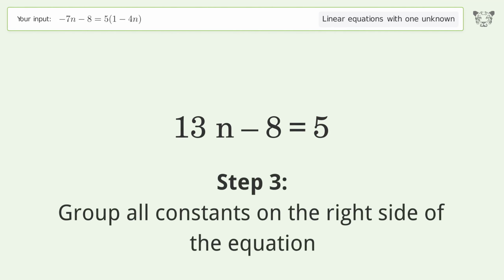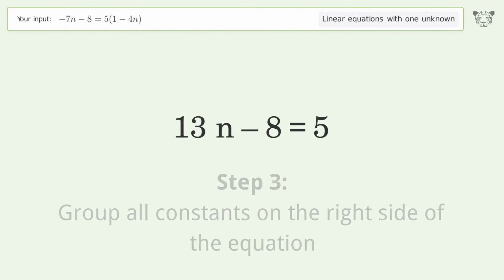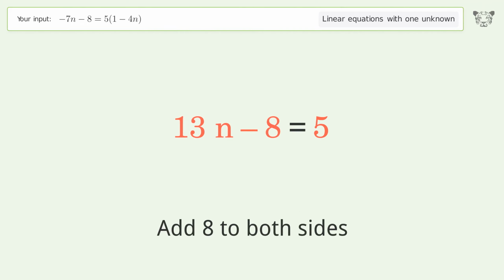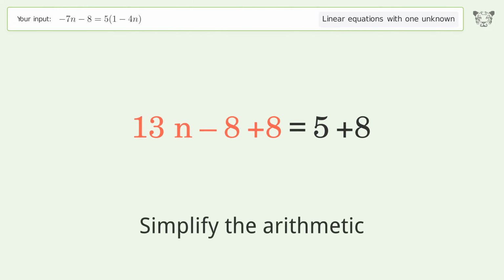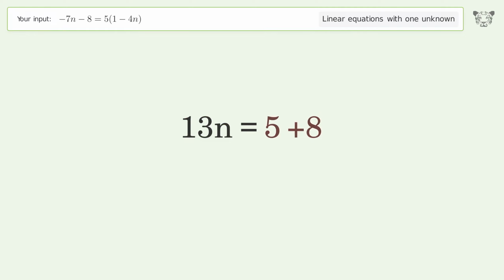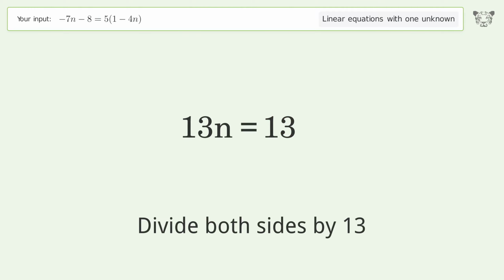Group all constants on the right side of the equation. Add 8 to both sides. Simplify the arithmetic. Isolate the n. Divide both sides by 13.